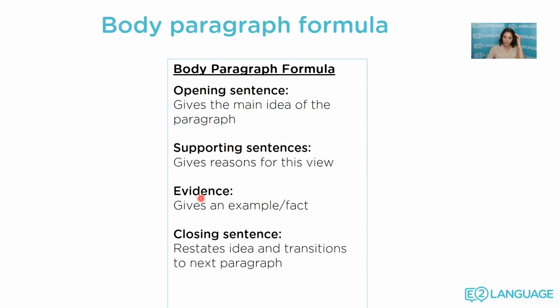I then move on to give evidence. Evidence could be examples. So you have to explain yourself by giving an example. You can choose a city, for example, that has done this and where it hasn't worked and it's had a negative impact. You can give a fact or you can make it up. Okay, this is not an academic essay for university.